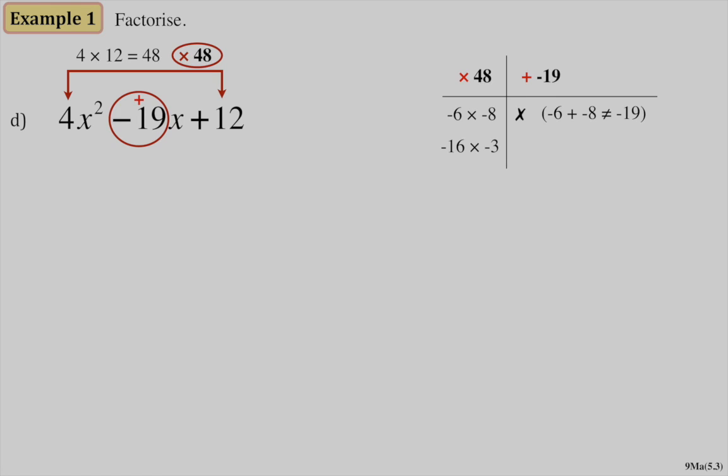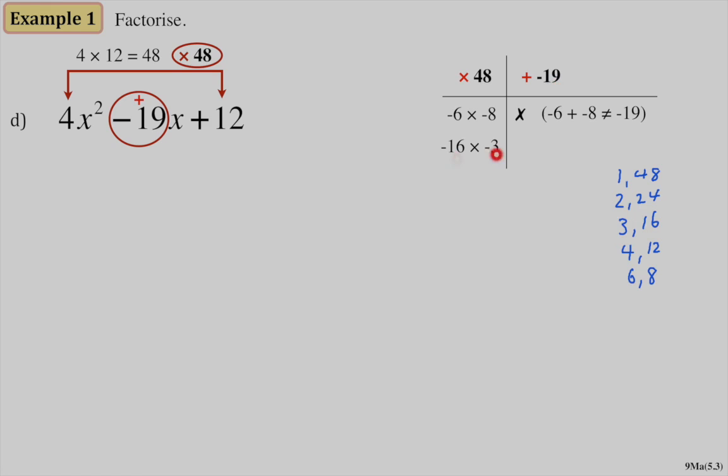I know 3 goes into 48. Now remember, these were my numbers I had to consider: 1 and 48, 2 and 24, 3 and 16, 4 and 12, 6 and 8. Any one of those pairings it could have been. I decided to try 6 and 8 first. That didn't work. I then tried 3 and 16 because I know 3 and 16 add to give 19, so I could probably do some work with that.